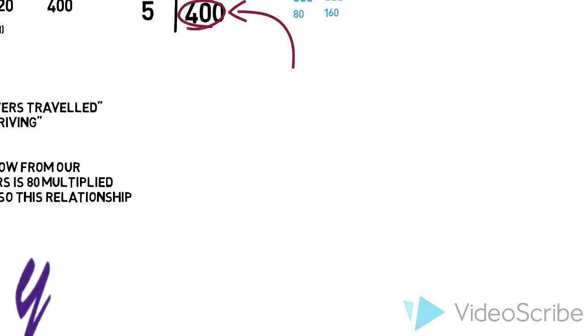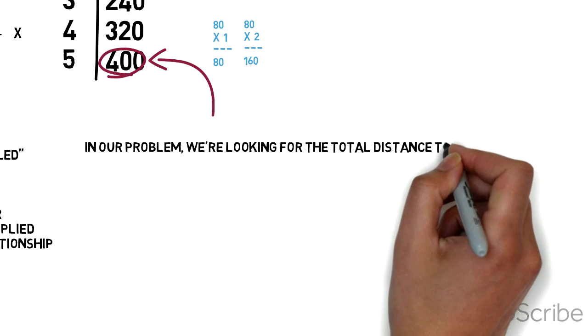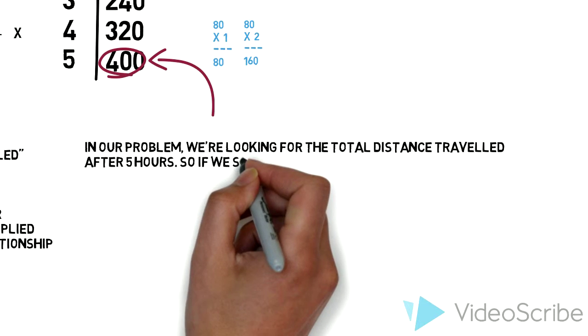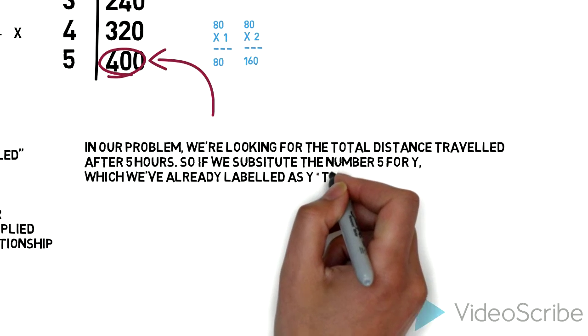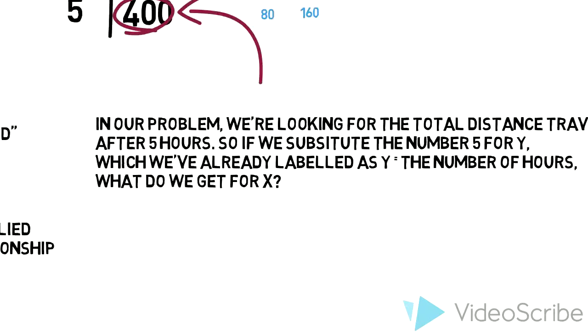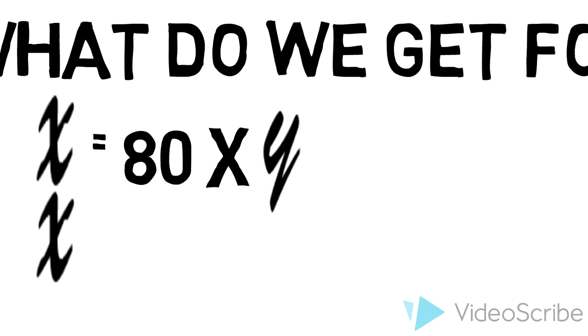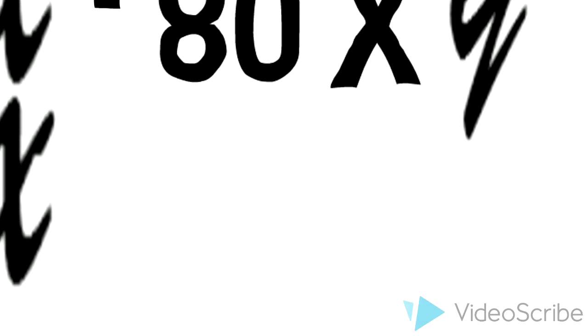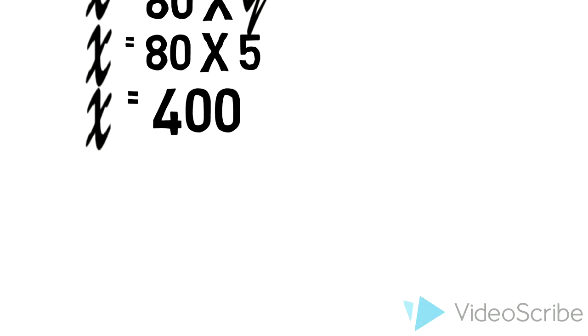In our problem, we're looking for the total distance traveled after 5 hours. So if we substitute the number 5 for y, which we've already labeled as the number of hours, what do we get for x, which is the total number of kilometers? So we take our original equation and substitute 5 for y and solve, which equals 400. And this matches both our table and our graph.